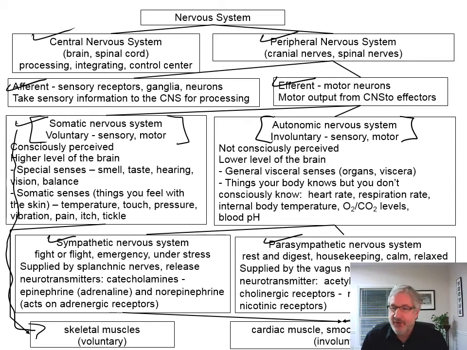The parasympathetic division is a rest and digest system. It's for housekeeping. You're calm, you're relaxed. It's supplied by the vagus nerve. It releases the neurotransmitter acetylcholine, which acts on what are called cholinergic receptors. Two of them are muscarinic and nicotinic receptors. So think of nicotine, cigarettes, calming you down, those kind of things. So the sympathetic nervous system and the parasympathetic nervous system both act on cardiac muscle, smooth muscle, and glands. It's the involuntary system. Okay, so next slide.